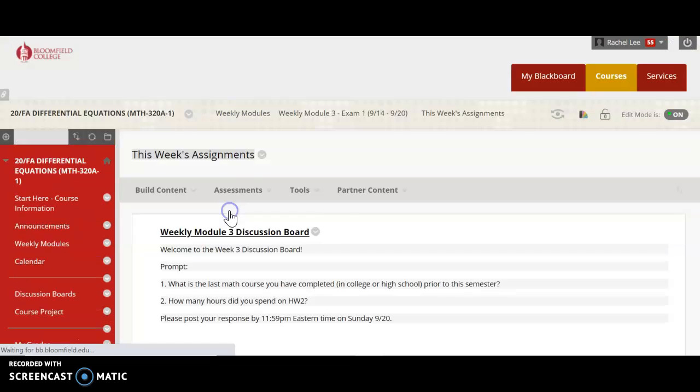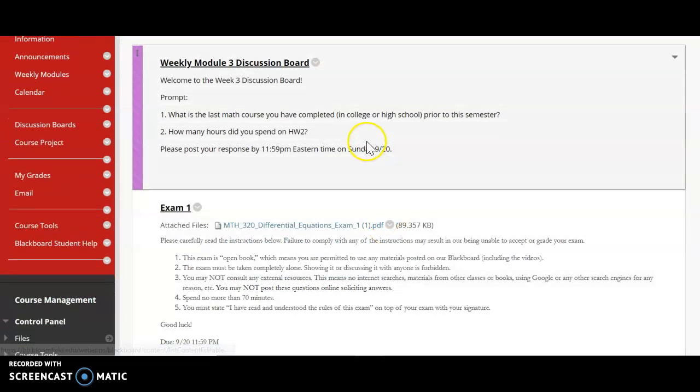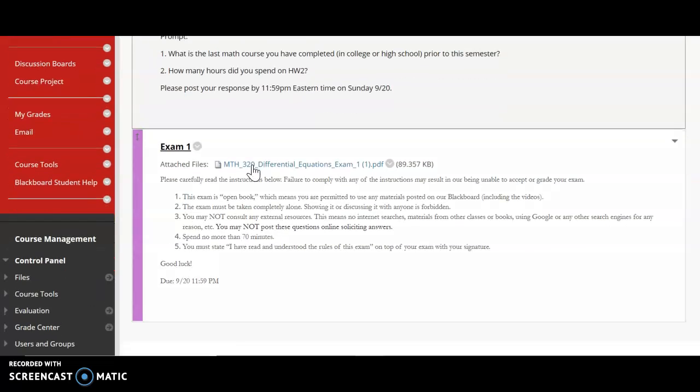Alright, so for this week's assignments, for your attendance, you have to post your answers to this prompt on our discussion board. So the first question is, what is the highest or last math course you have completed? This could be either in college or high school, although for this class I doubt anyone would be coming out of high school. And the second question is, how many hours did you spend on homework 2? And please post this by this Sunday, 11:59 p.m.